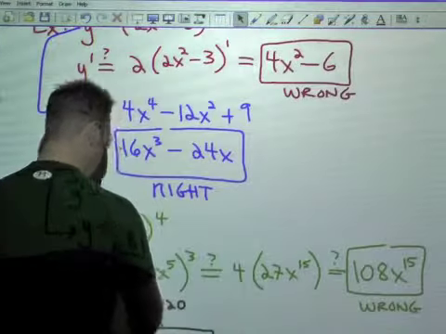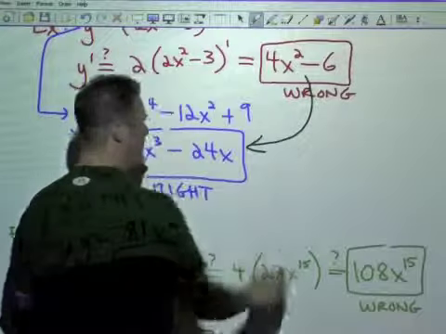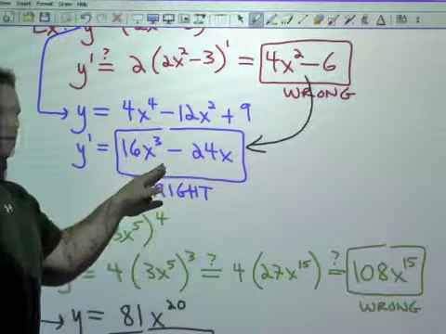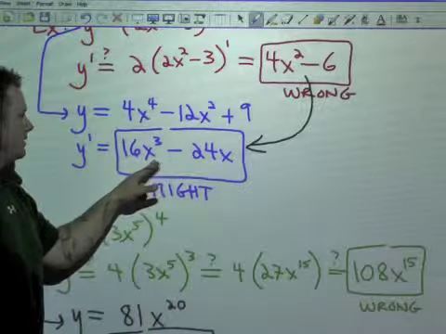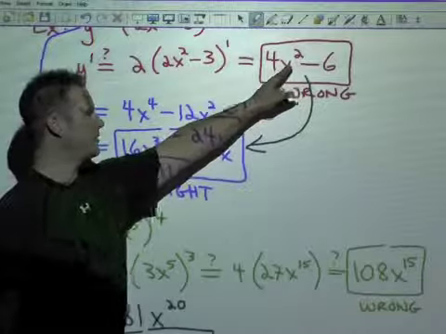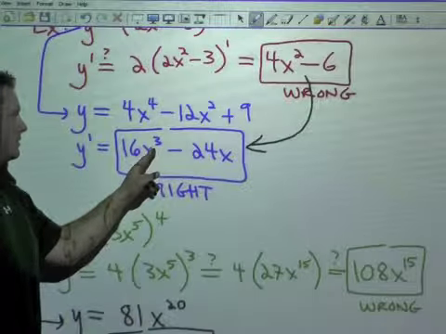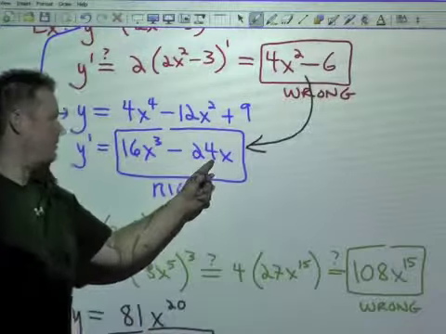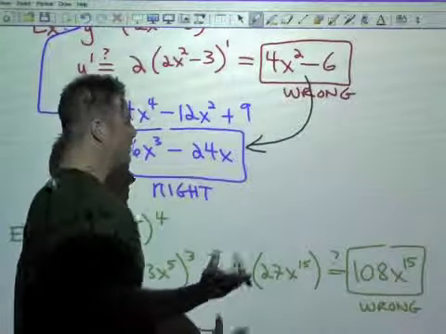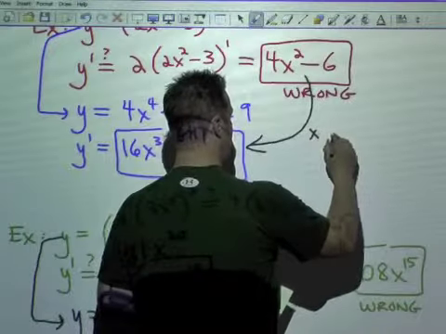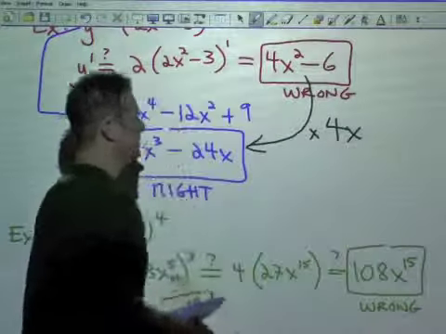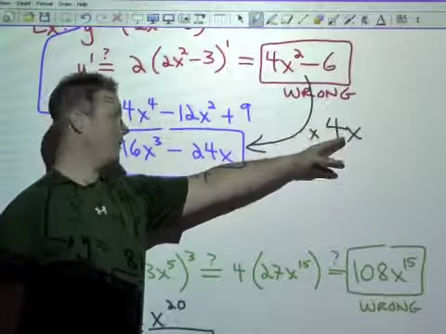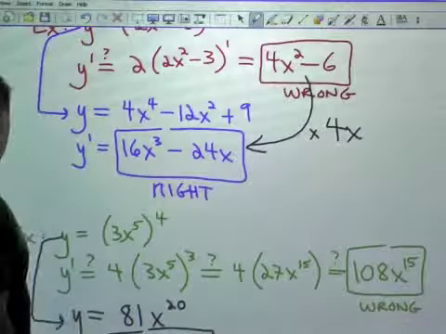And in fact, I'll manipulate your thoughts a little bit. What would you have to multiply this function by to get this answer? Think about it. What would you have to multiply 4x squared by to get 16x cubed? Well, 4x. Notice if I multiply 4x times 6, I get 24x. So it's actually not too far off. I'd have to multiply by 4x. So if I take that wrong answer that I had, multiply it by 4x, distributing it, of course, I would get this. Okay, now look at the other example.